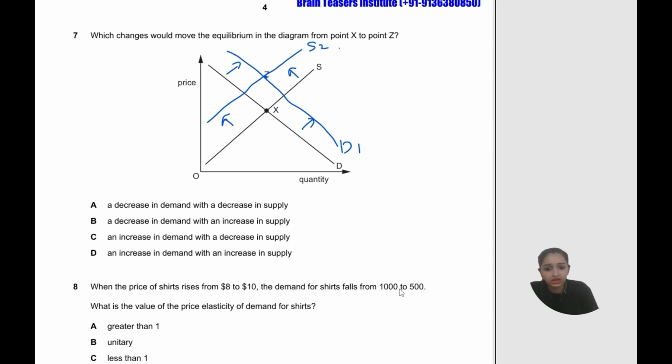Increase in demand: A and B are out of the question because they're talking about a decrease in demand. Let's look at C, an increase in demand and decrease in supply. Yes, this is what we are looking at. So option C. But let's look at the next option as well, an increase in demand and increase in supply. No, if we are speaking about an increase in supply, then there is a rightward shift of the supply curve. This is not where we will get the new equilibrium Z. So C is the answer here.